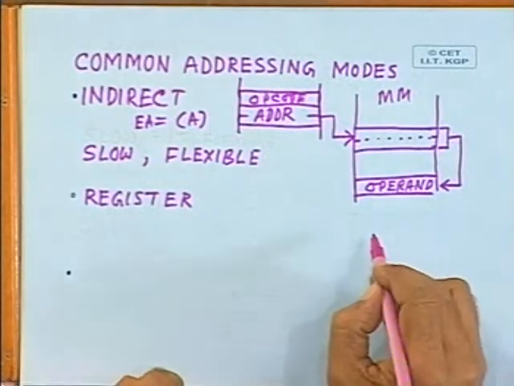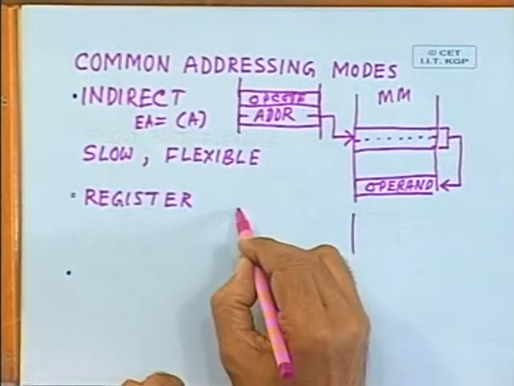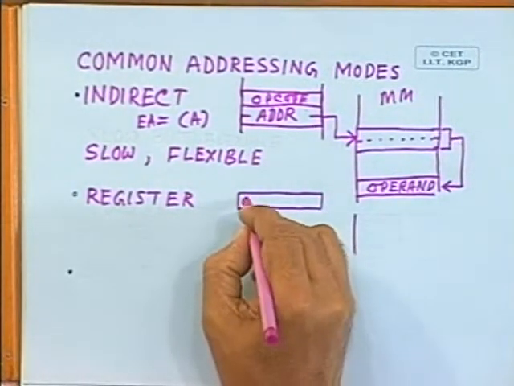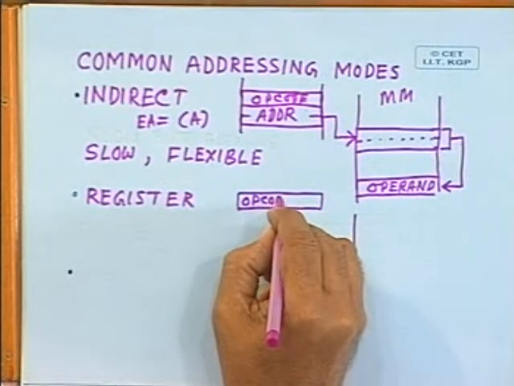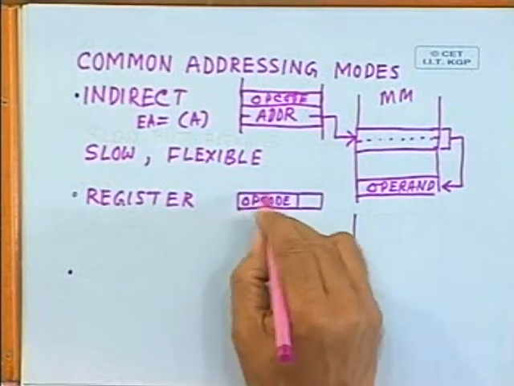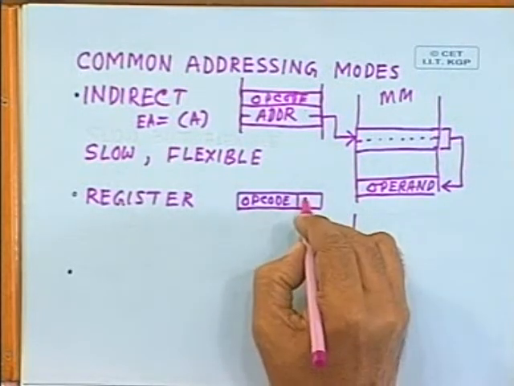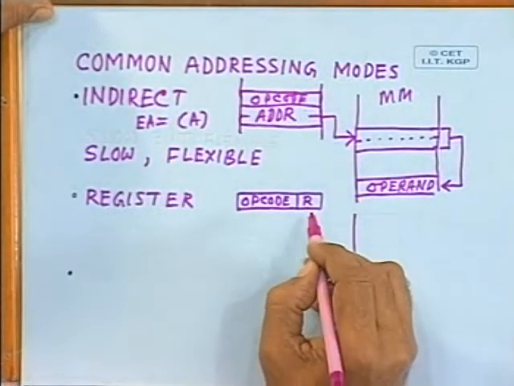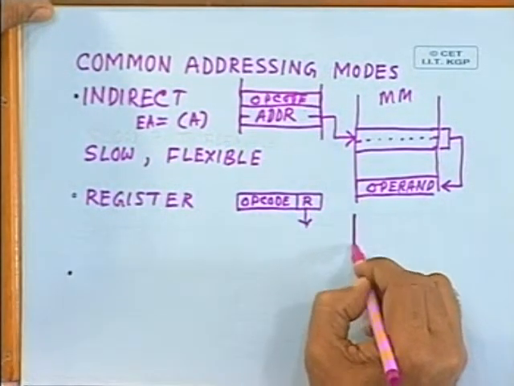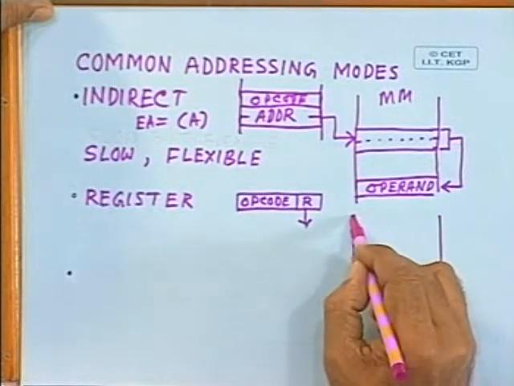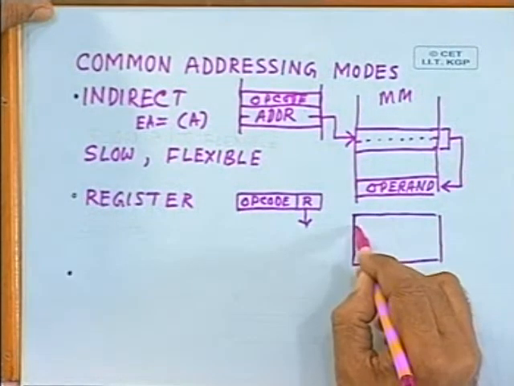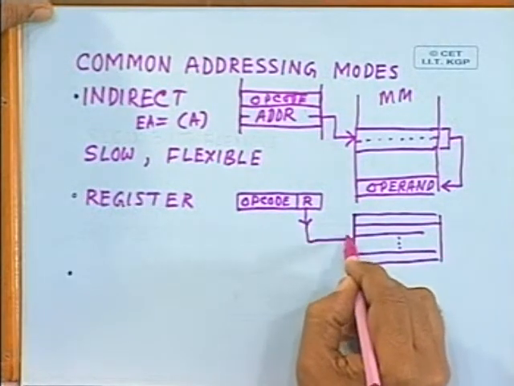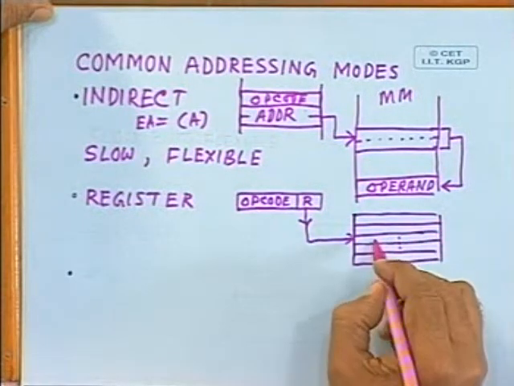For example, here is your program opcode. Then as part of the opcode, you are providing the address of the register. That register will be, and this is your register bank. You can have a number of registers, and it will point to one of the registers. So this one, and here is your operand.